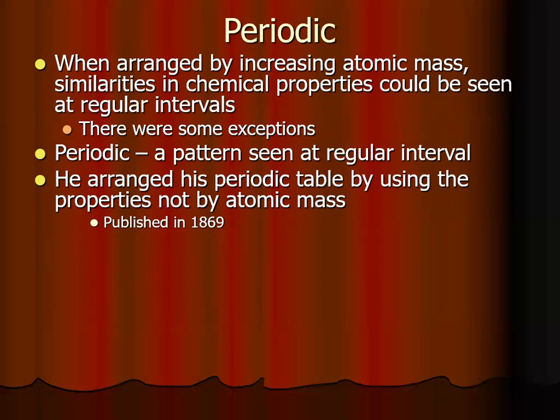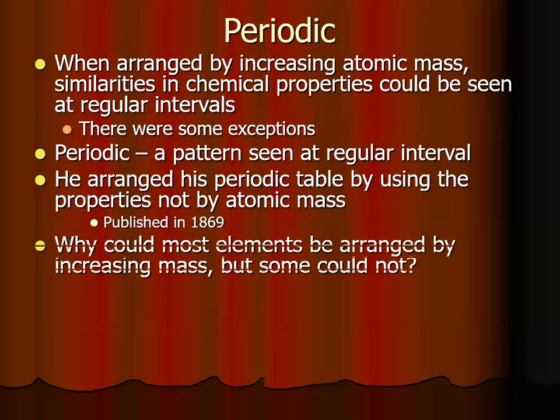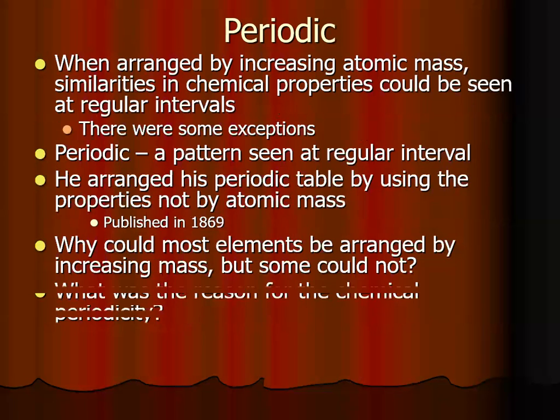And so, he was kind of well known in Russia. And he published a lot of stuff. Now, the question that he was really asking: why could most elements be arranged by increasing atomic mass, but some could not? Okay, that was a question that he asked. And what was the reason for this chemical periodicity?